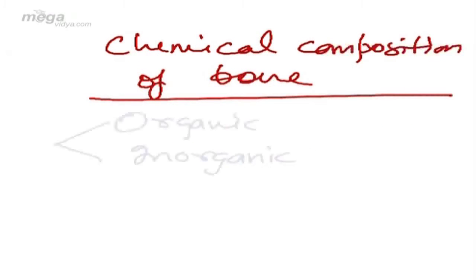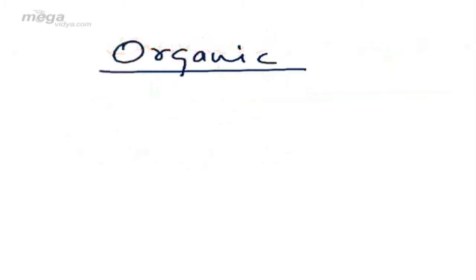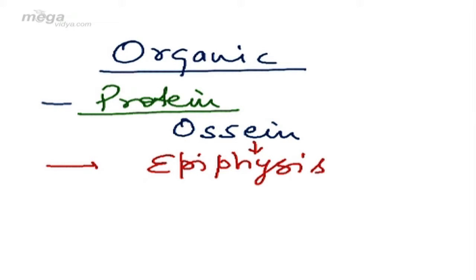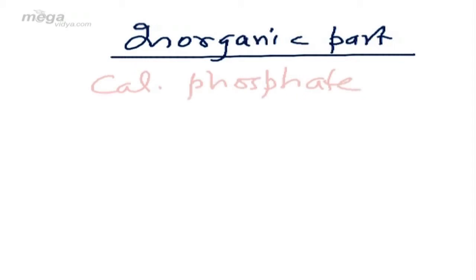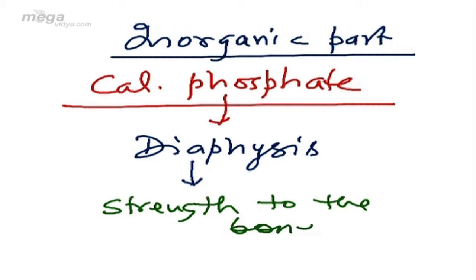Chemical composition of bone. Bone contains both organic as well as inorganic substances. The organic substance present in the bone is mainly a protein which is called osin. Osin protein is located mainly in the epiphyses, which are the tips of the bones, and this protein helps in growth of the bone. The inorganic part contains mainly calcium phosphate. The inorganic part is present mainly in the diaphyses and it provides strength to the bone. You get 3 questions on the basis of chemical composition.